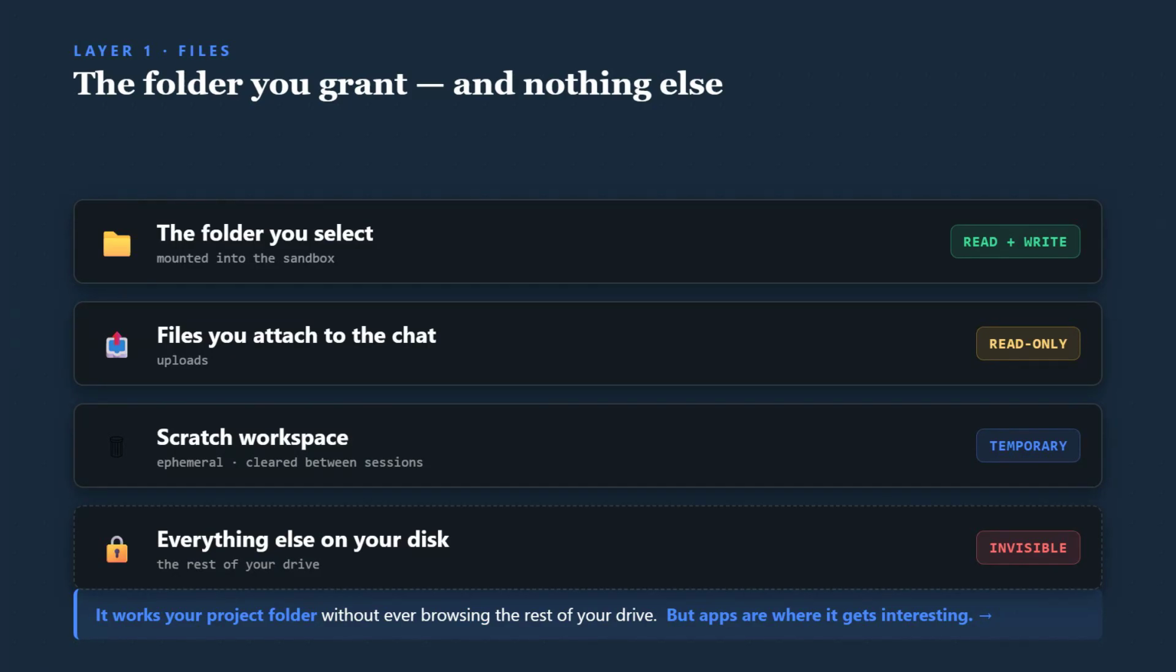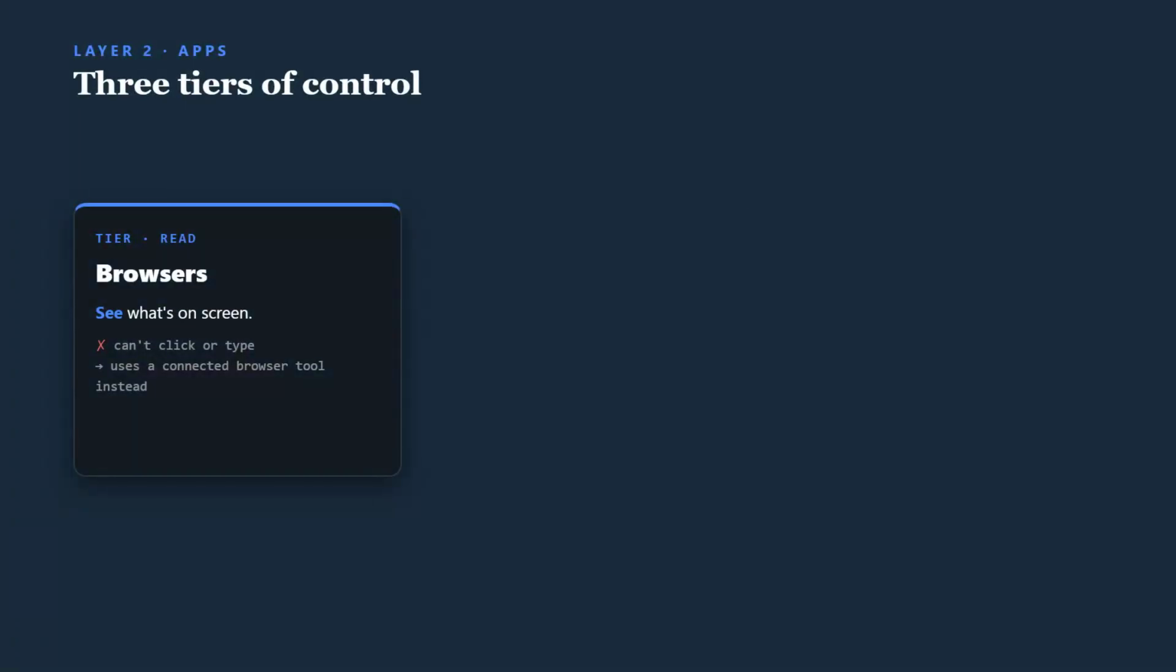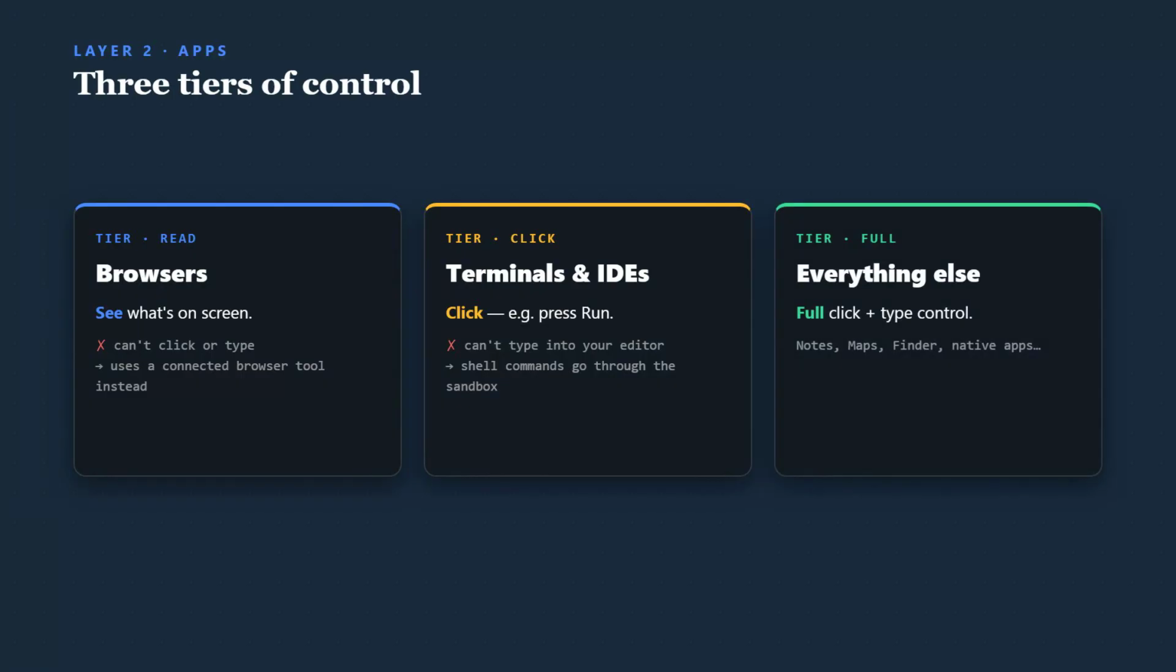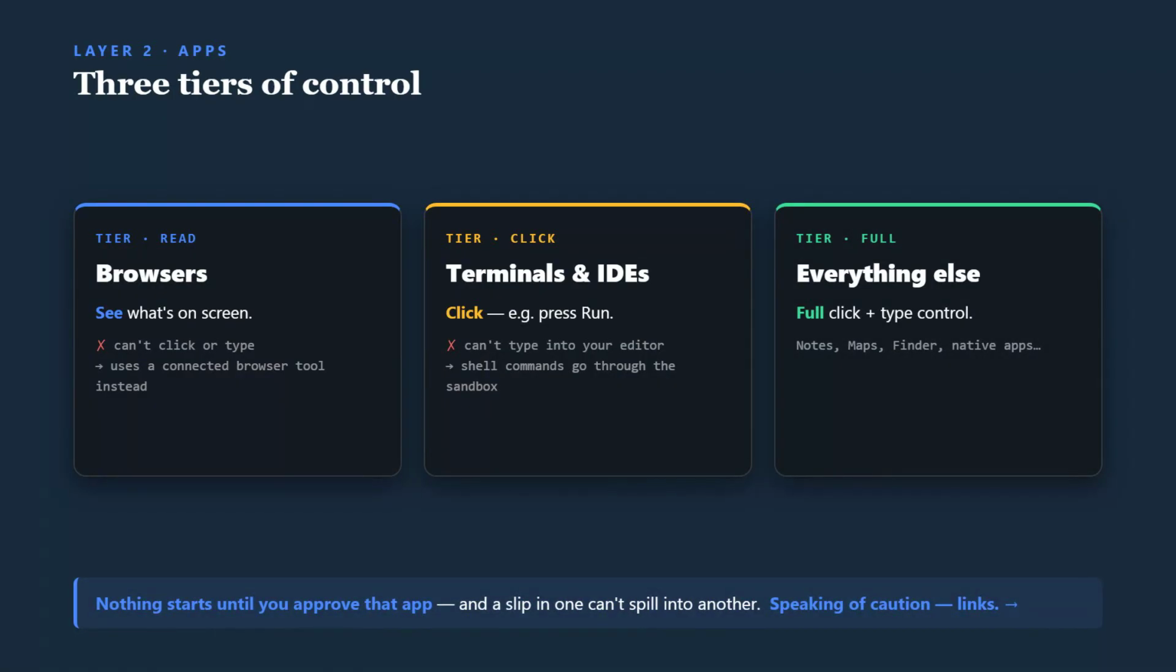But files are the easy part, apps are where it gets interesting. When Claude controls your desktop, apps fall into 3 tiers. Browsers are read-only. It can see the screen, but can't click or type. For that it uses a dedicated browser tool you connect. Terminals and code editors are click-only. It can press run, but it can't type into your editor. Everything else is full control. And nothing begins until you approve that specific app. Tiers mean a slip in one app can't spill into another.